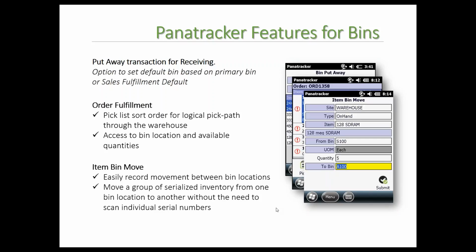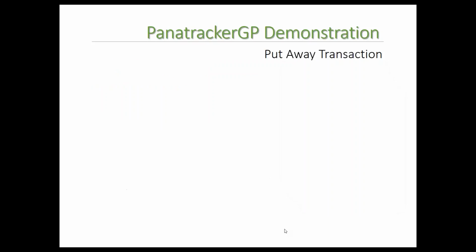And then we also have the item bin moves, where you'd be able to move between bin locations. And we can set it up so you can move a group of inventory. So if you've got serialized inventory, group it together into a kind of temporary movable bin, and instead of having to scan 30 serial numbers to put it away, we built in logic so that you can say, I want to take everything in this bin and dump it into this bin over here without having to rescan every single unit again.